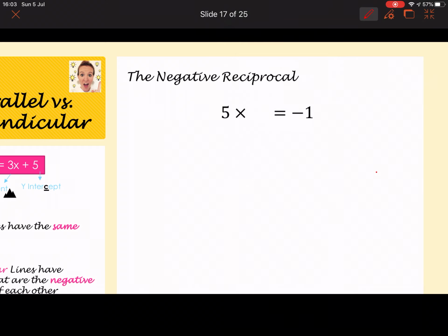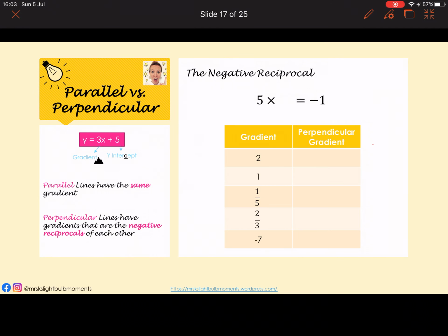So can you have a go at these questions? These are your original gradients. I want you to find the perpendicular gradient. So we're finding the negative reciprocal. Use that little trick if you need to. Flip the sign, make it a fraction and flip it over.